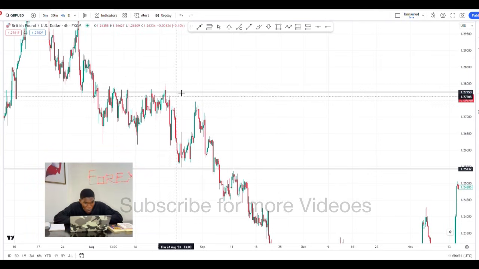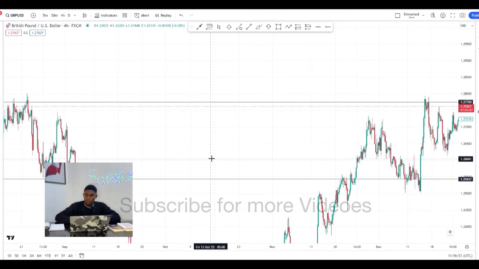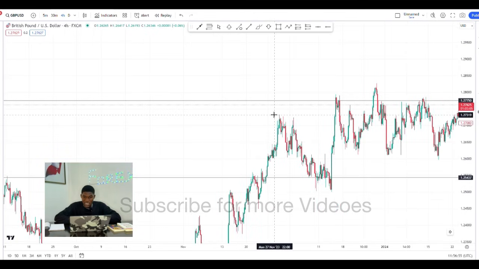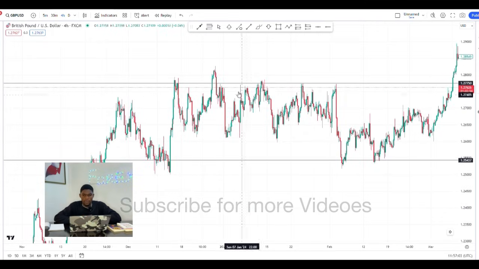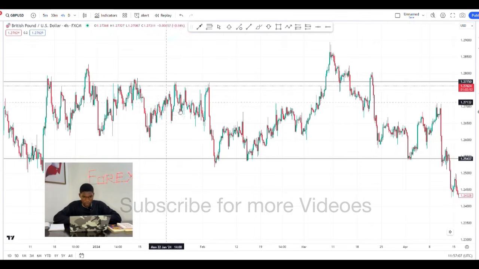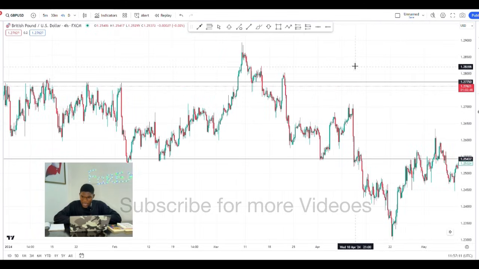The market came down, went up, and was not able to go up anymore. The market started coming down. Also this place, the market came up, came down, came to this top also. It was not able to go above. You can say this is actually a resistance. It came down here, broke above, played for a bit, then came down to this support.